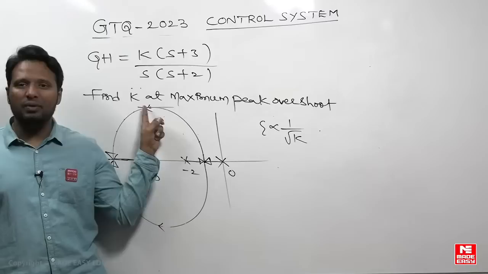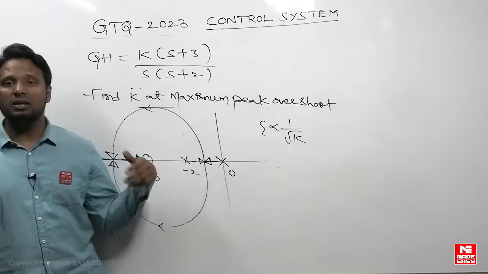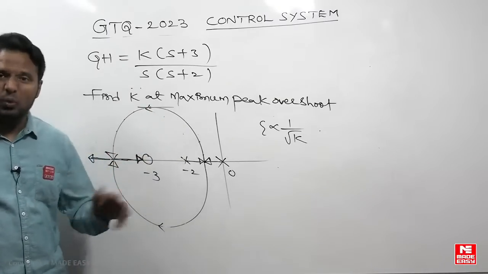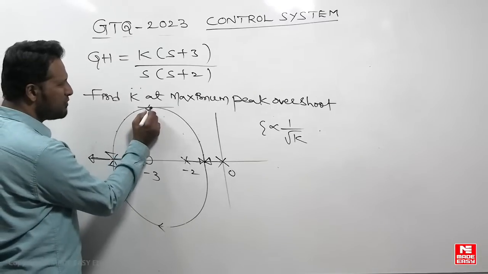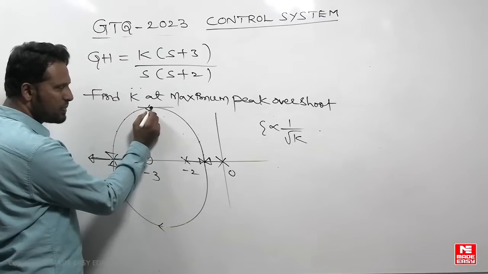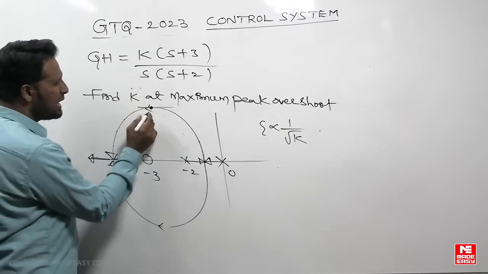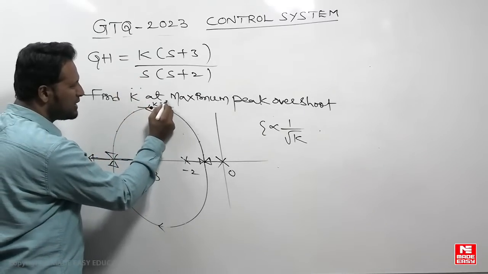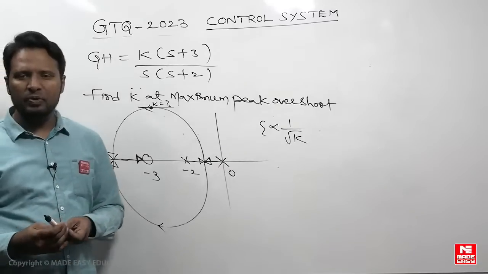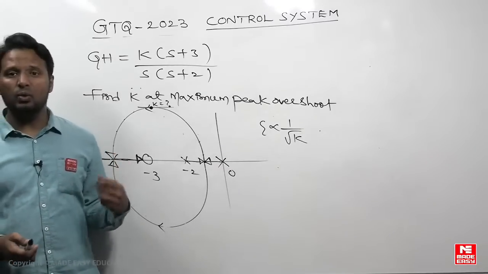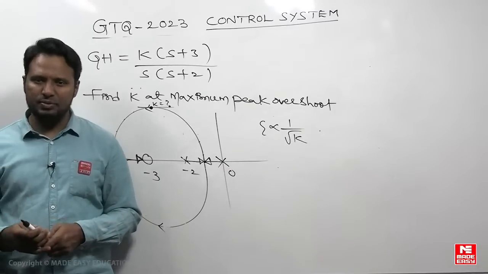So the zeta value here, because of it the Mp will be least. So this is the point where zeta is least, thereby your overshoot is maximum. And you need to find the value of K at this point. To find the value of K at any point on the root locus, you need to have the point coordinates.